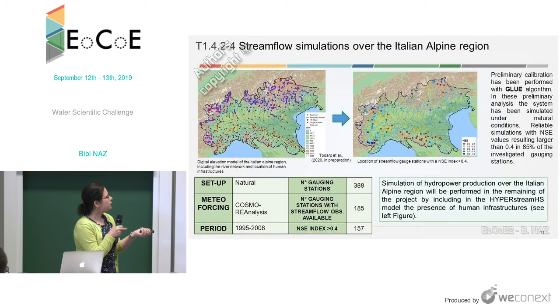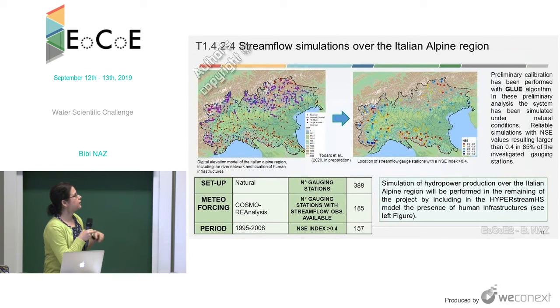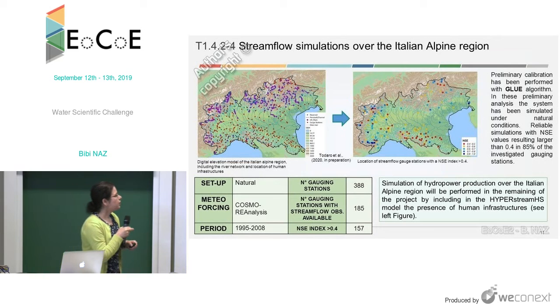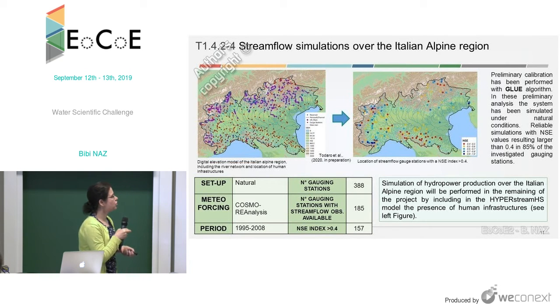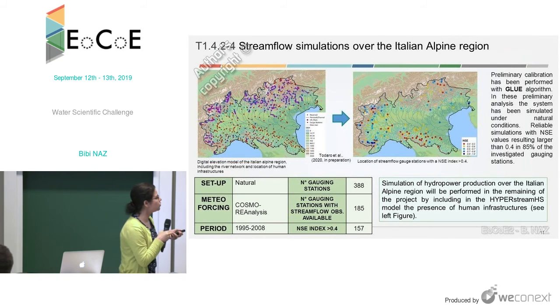So they started at a small scale, and then they wanted to extend these simulations over the entire Italian Alpine region. They have done some preliminary calibration of the model to compare the streamflows at these different locations, and in the next step they will do the simulations of the hydropower production in this region.